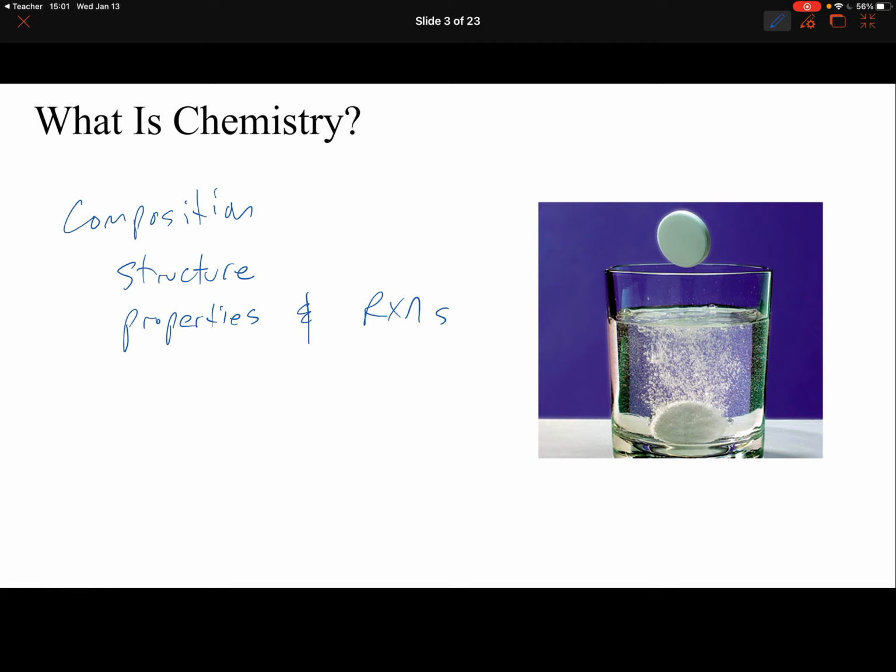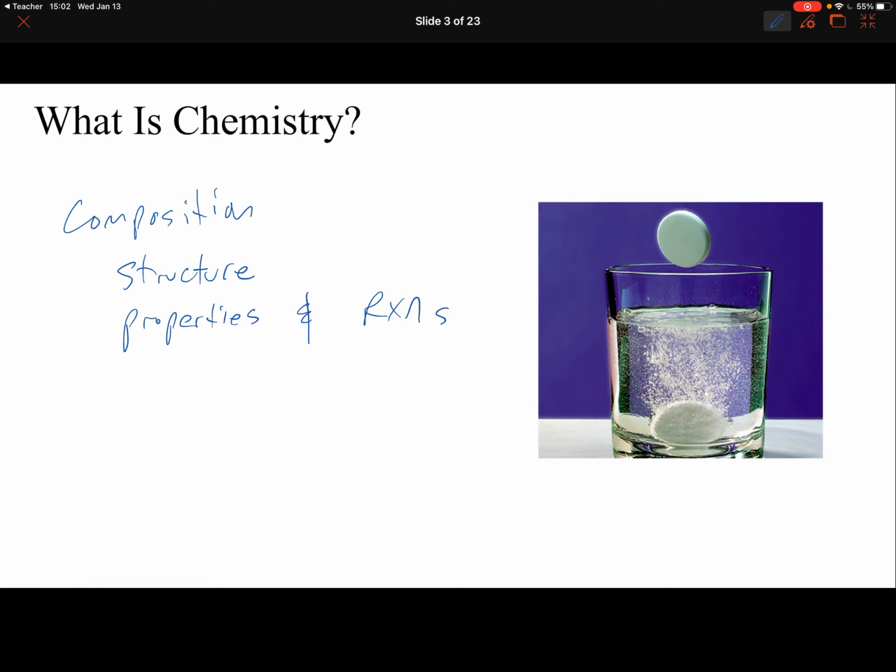Photosynthesis, for example, plants making oxygen from sunlight, or you metabolizing the food that you've eaten to make energy. All of that is chemical. Being able to see, it's a chemical reaction happening in your eye. So chemistry is a study of all those different aspects: the structures, compositions, properties, and reactions, though we tend to focus on structure and reactions a lot in this class.